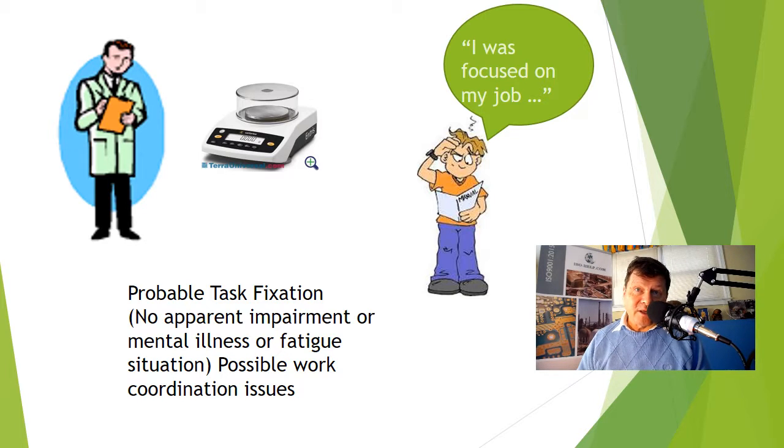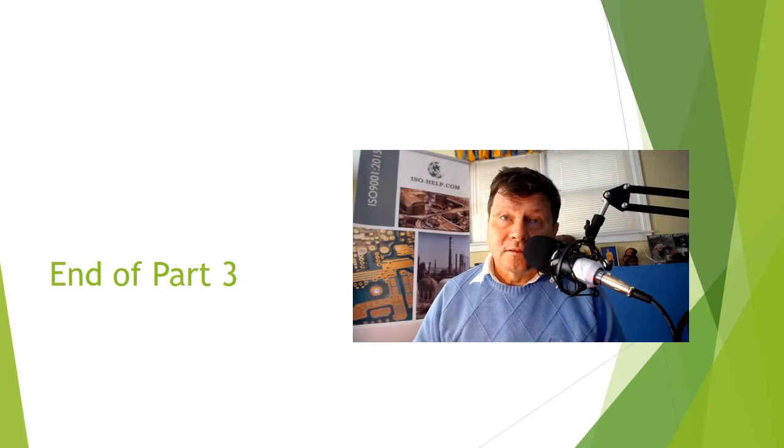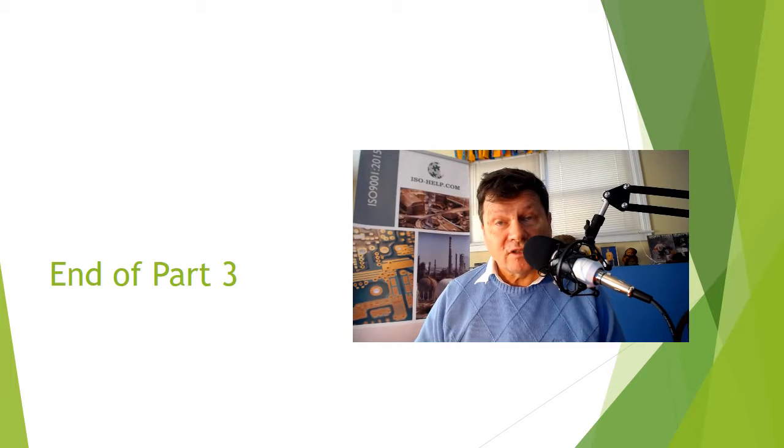The operators got busy, they were fixated on the task, and they didn't pay attention to the scales not being level. Are there potential crew resource management issues? Poor team coordination, improper briefing, not working as a team, and that kind of thing. That might also be a factor. So there was task fixation and potential work coordination issues. So why did those things happen? So now it really gets interesting, because when we come back, we'll have to start asking questions about the supervision.